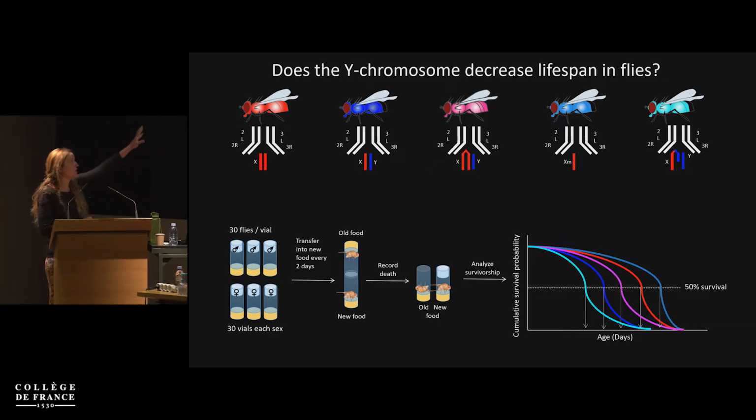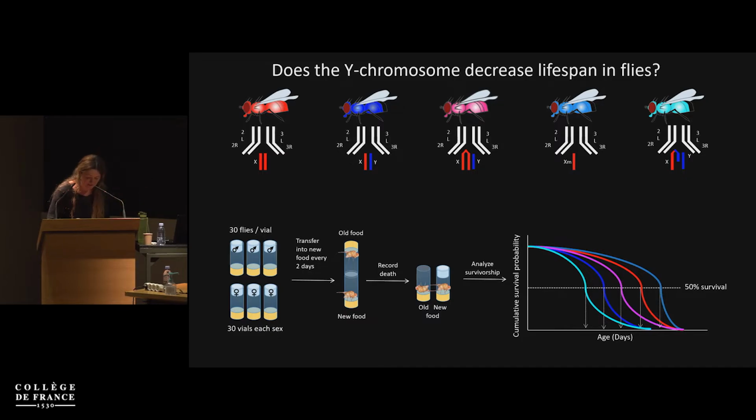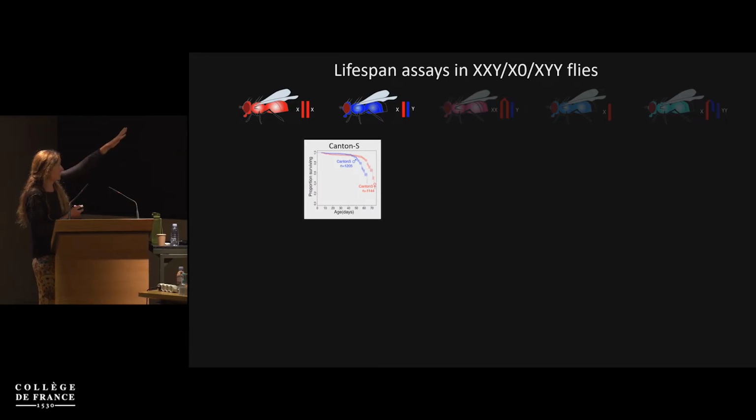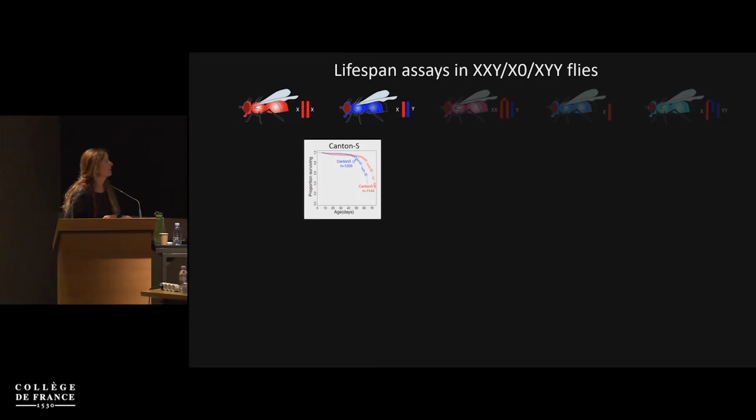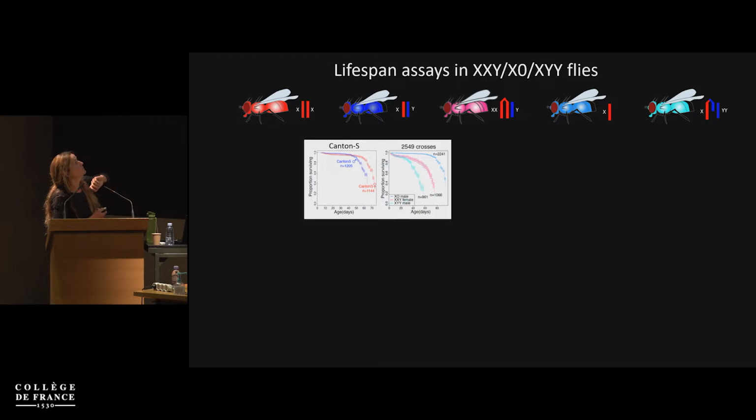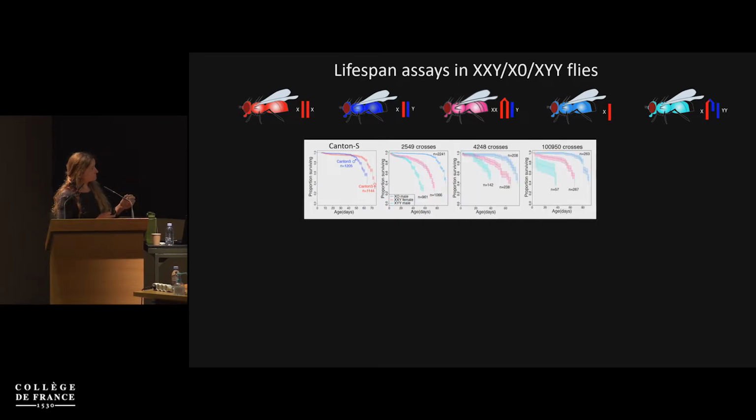So we take a large population of wild-type females, wild-type males, females that have a Y chromosome, males that don't have a Y chromosome, and males that have two Y chromosomes. And we just take large populations and put them into new vials every couple of days and record the number of dead flies. That's how you make those survivorship curves. This is the data for Canton S, which is a wild-type fly strain in Drosophila. We used two different attached X and attached Y lines to make those crosses, to make those XXY and X-nought flies. I'm just showing you the 3 different replicates for the 3 different strains.